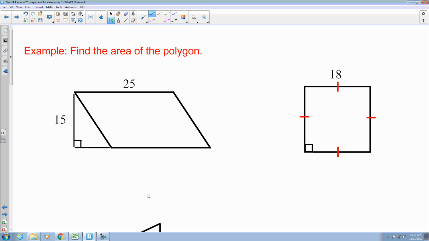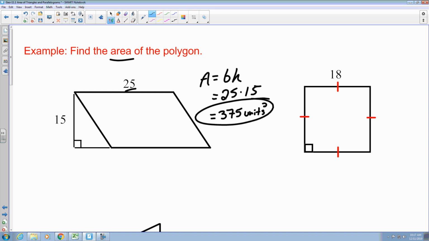So if you look at these individual examples, the first thing you have to figure out is which polygon they are asking you to find. In this case, they're looking for area. So what we have here is a parallelogram, so it's going to be area equals base times the height. Well, the base is 25, the height is 15. Multiply those two together, you get 375, and since it's dealing with area, it's going to be square units.